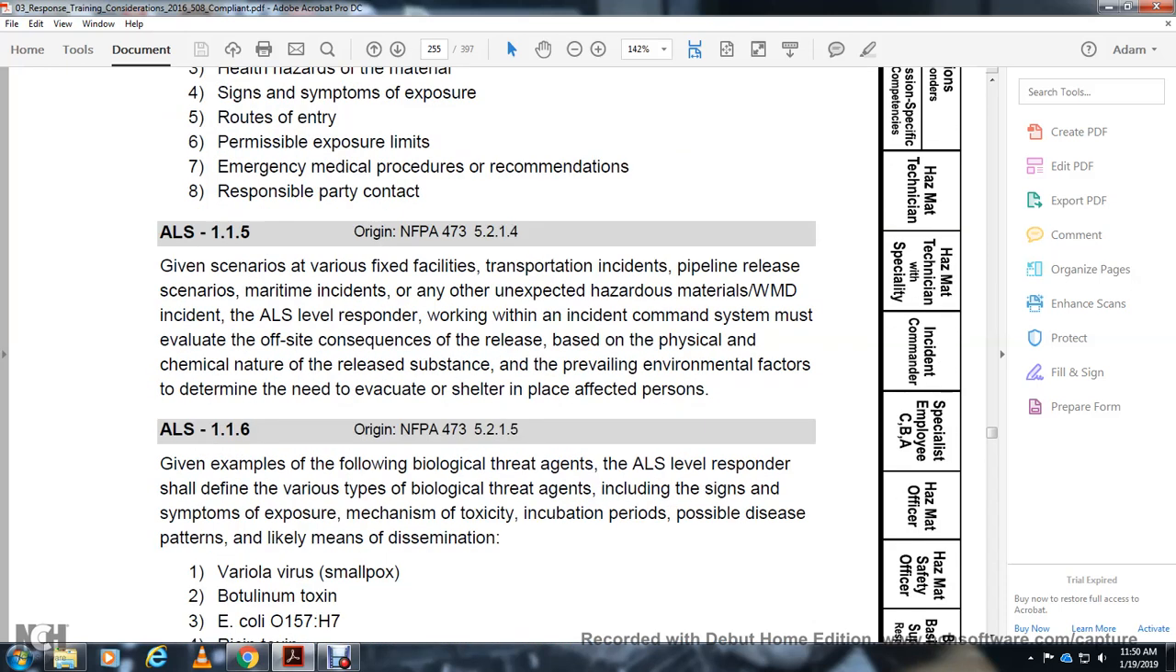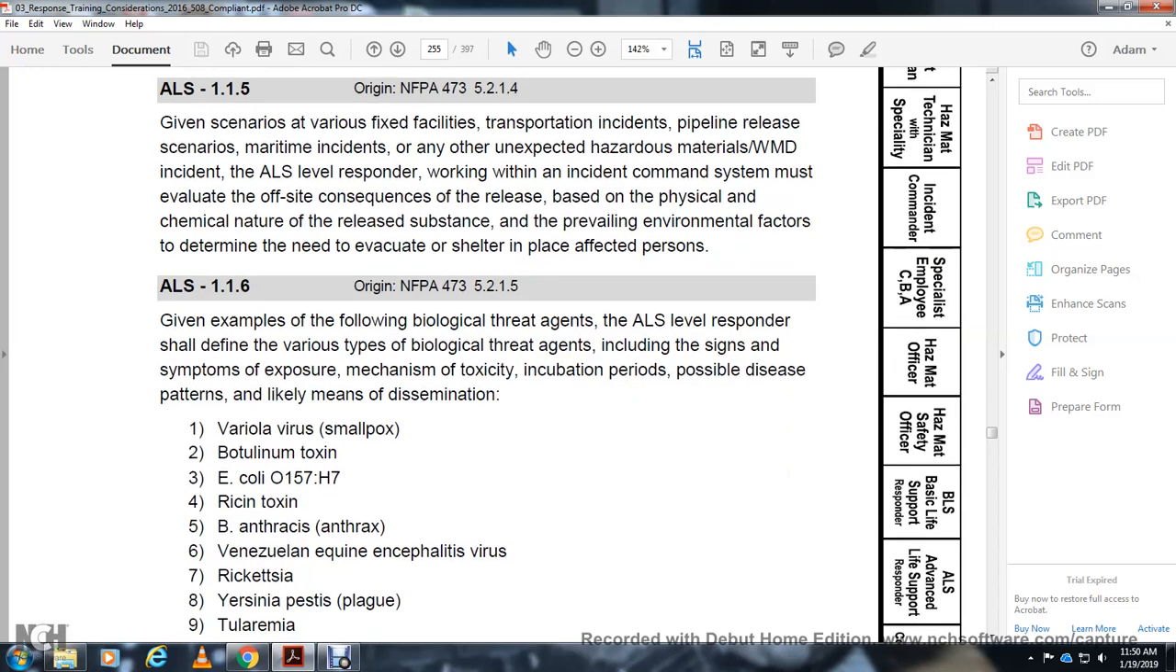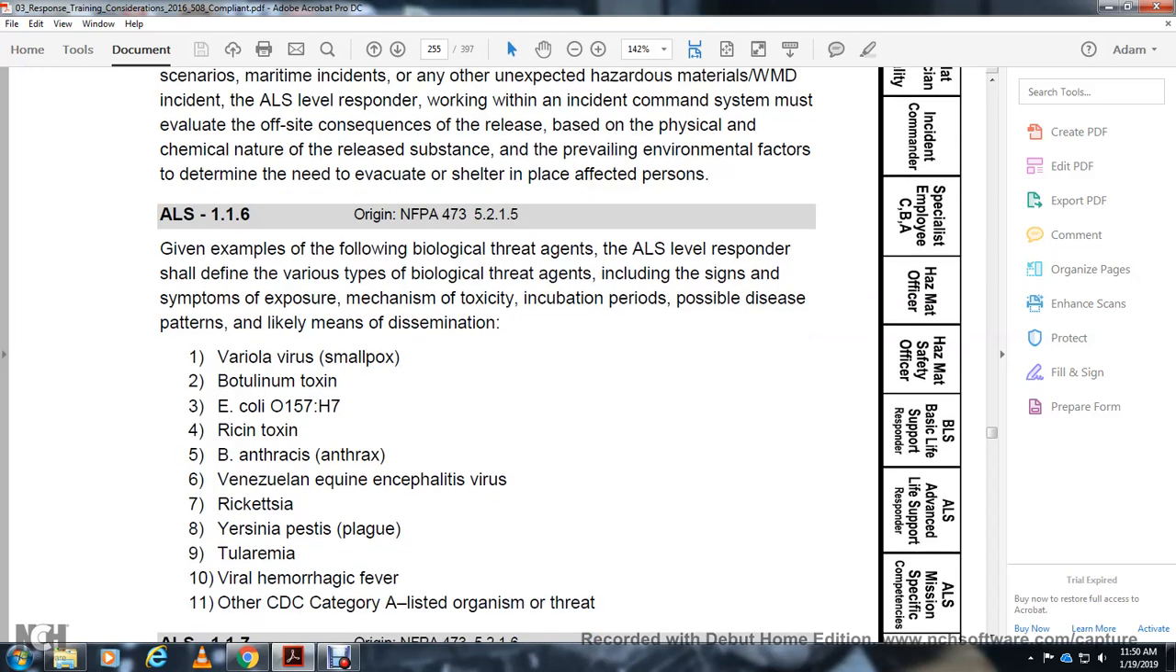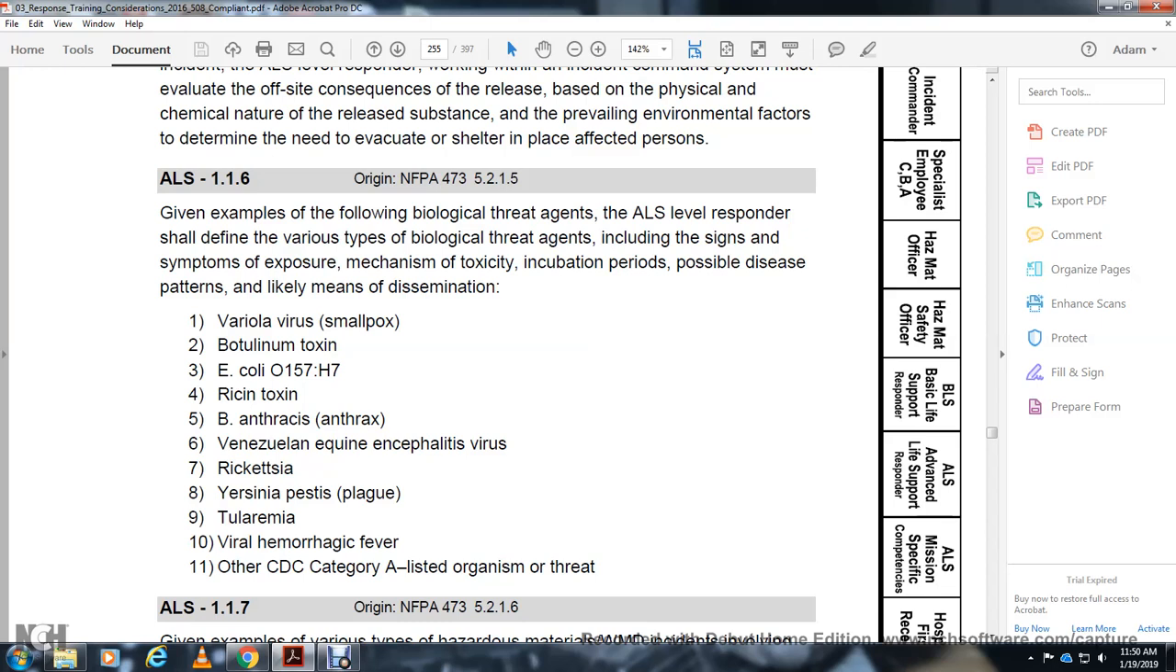Persons. Give an example of the following biological threat agents. The advanced life support level of responder should define the various types of biological threat agents, the symptoms, exposure mechanisms, toxicity, and common periods of possible disease patterns likely with the dissemination of smallpox, botulinum toxin, E. coli, resin toxin, anthrax, Venezuelan equine influenza virus, Rickettsia, Yersinia pestis plague, Tularemia, viral hemorrhagic fever, and other CDC category A listed organisms and threats.